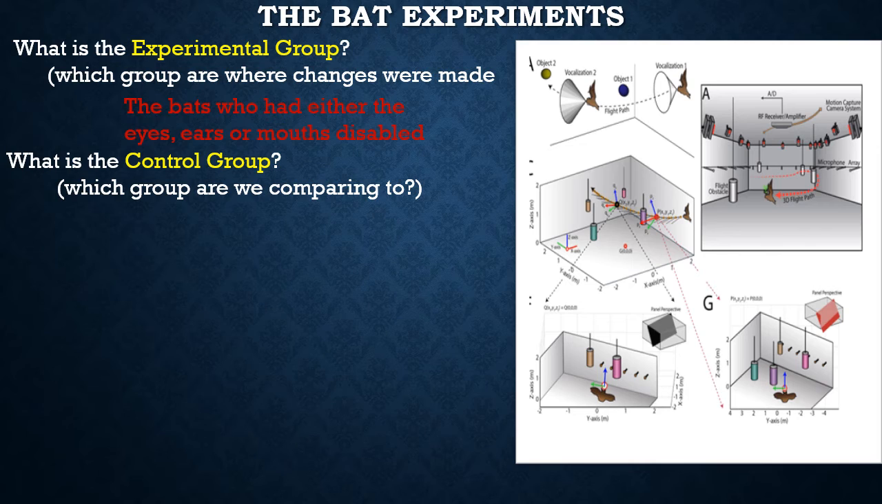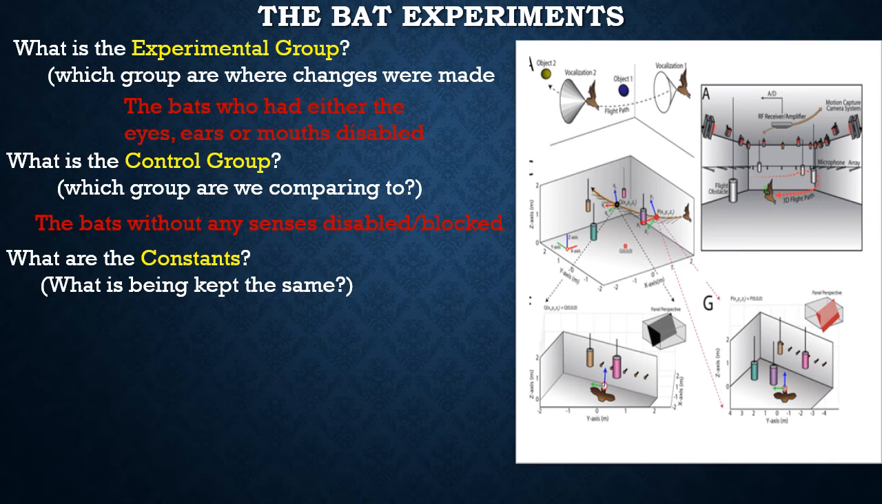What was the control group? Well, the control group would have been where they had just let the bats fly around, whether it be in pitch black or daytime, where none of the sensory organs had been disabled, because that's where nothing had been changed. So in this case, you have an experiment with 3 experimental groups and 1 control group for comparison.